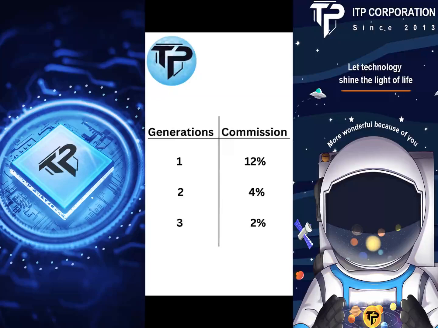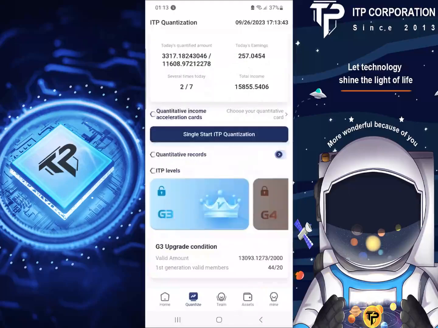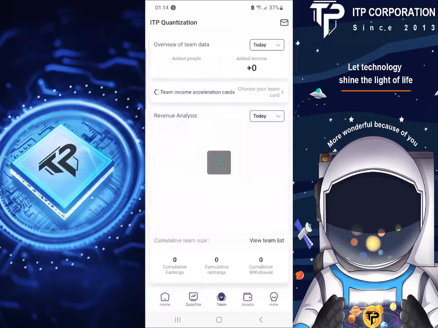If I just go back to my app, okay, I've got 2 spins left. I'm going to set that running. Now, while that's running in the background, I'm going to go to my team page. If you look at the menu on the bottom, the center one says team. So I'm going to go to the team page.